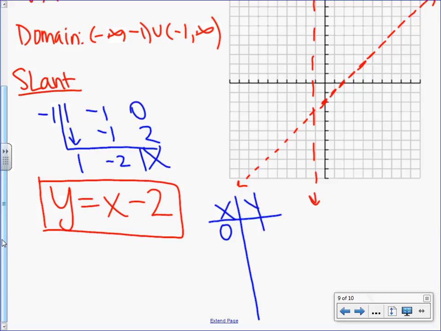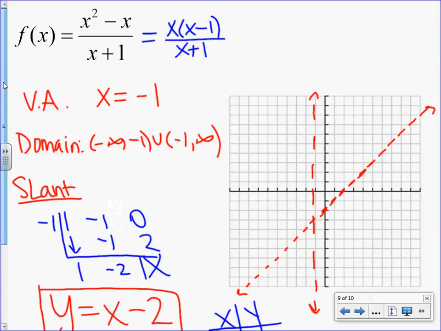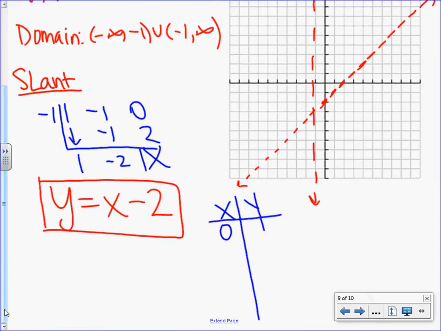Right there, our function. 0 squared minus 0 in the numerator, so 0. What happens when we plug 1 into our function? 0. Okay, that's kind of strange. But we know what's supposed to happen. We know that it's supposed to approach the slant asymptote and the vertical asymptote.